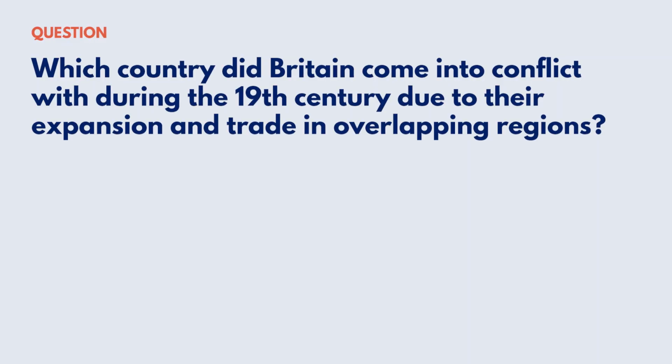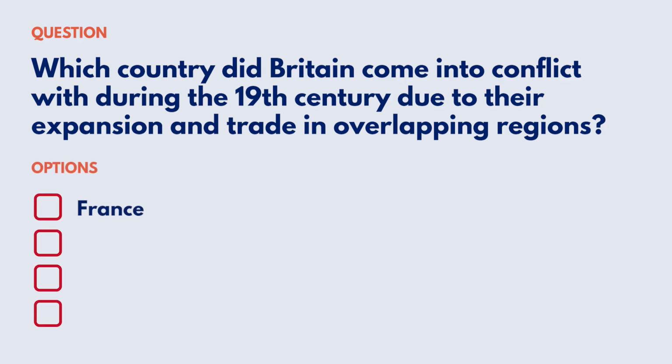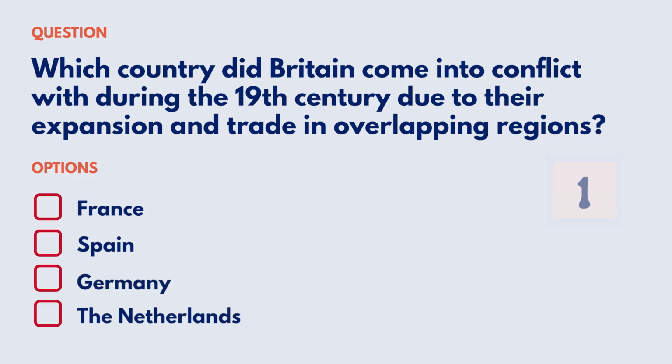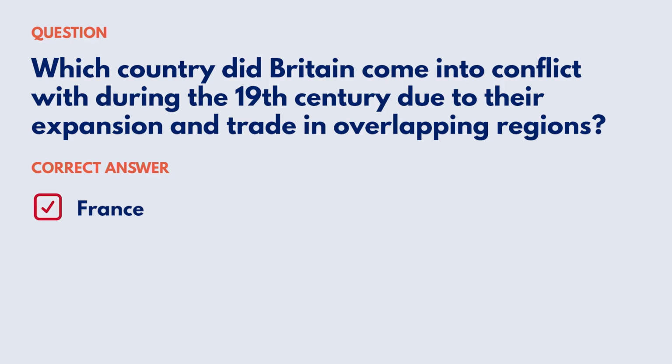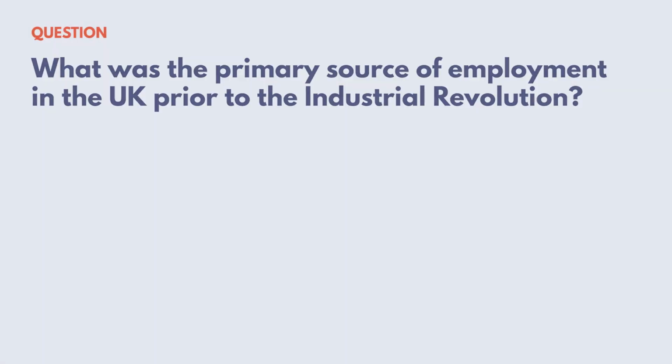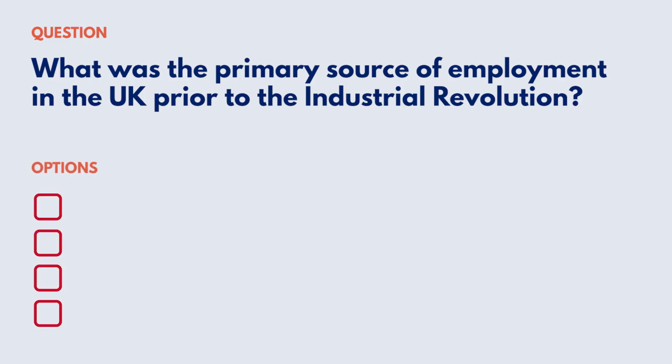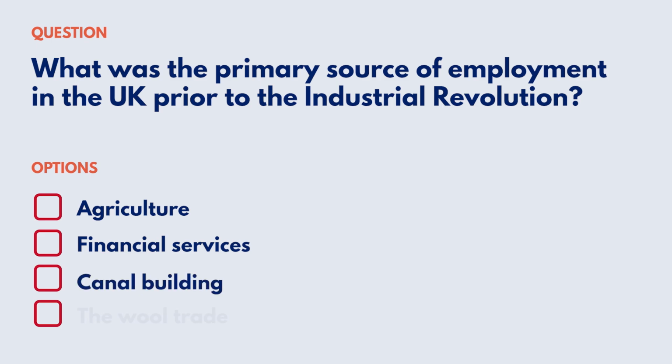Which country did Britain come into conflict with during the 19th century due to their expansion and trade in overlapping regions? France. Spain. Germany. The Netherlands. Correct answer, France. What was the primary source of employment in the UK prior to the Industrial Revolution? Agriculture. Financial services. Canal building. The wool trade.